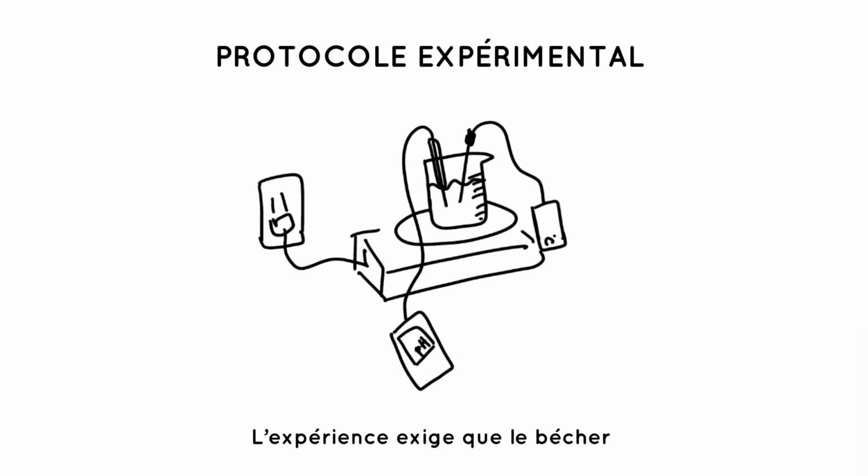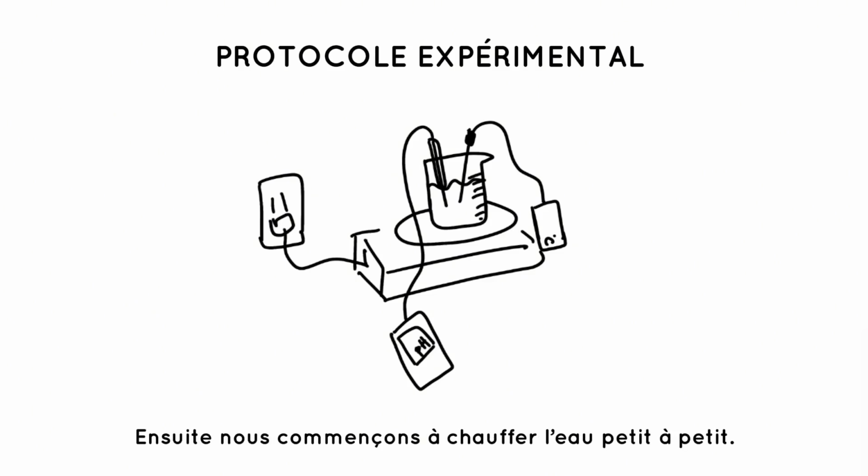The experiment calls for the beaker to be sitting on top of the electric hot plate with both the pH meter and the thermometer in it, where we start heating up the water little by little.